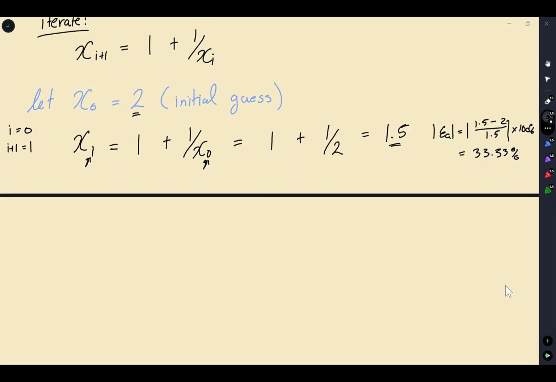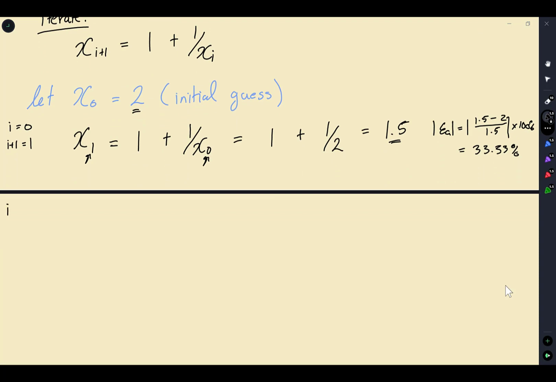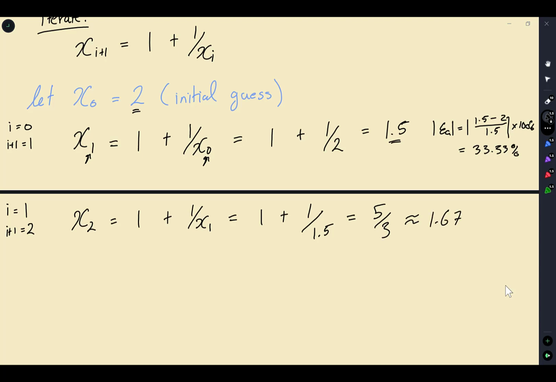All right, so now we do the second iteration. Now i equals 1, so i plus 1 is 2. So x2 is equal to 1 plus 1 over x1, which equals 1 plus 1 divided by 1.5. Here we get 5 over 3, or approximately, in decimal places, 1.67. Again, we can calculate the percent relative error in this case, and we find that it's 10%.